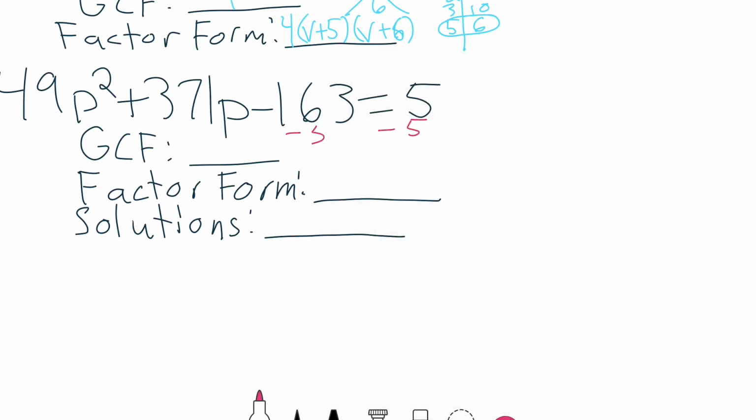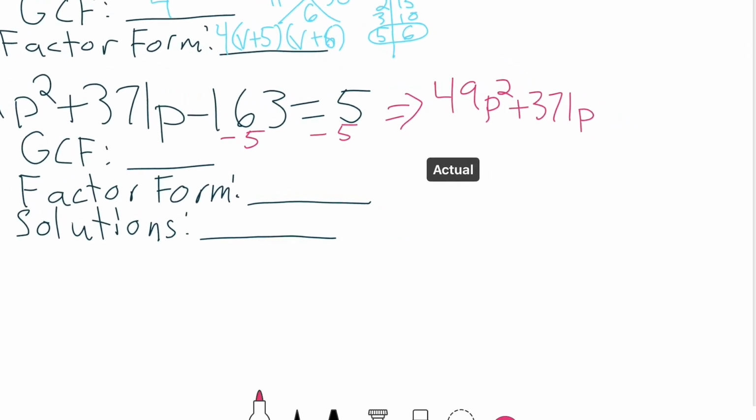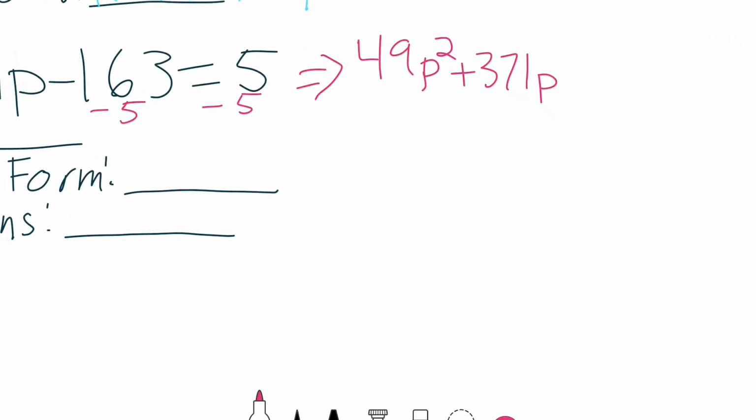From both sides. So then we're going to get 49p squared plus 371p, and then subtract 168 equals 0, because the 5 minus 5 equals 0.